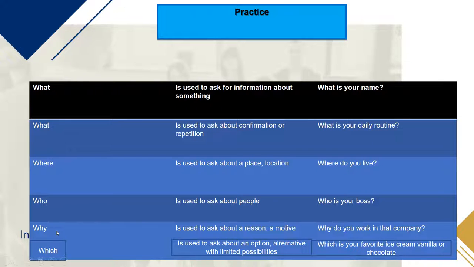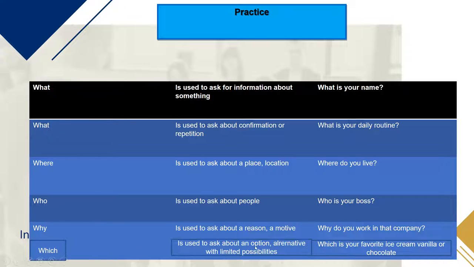Why? To ask about a reason, a motive. ¿Por qué? ¿Por qué llegas tarde? Why are you happy? ¿Por qué estás feliz? Why are you sad? ¿Por qué estás triste? Why do you work in that company? You are asking information about a reason. And when we are asked with why, we answer with because. ¿Por qué? Para la pregunta, why. To answer, para contestar, because. ¿Por qué? Junto, okay? And now we have which.